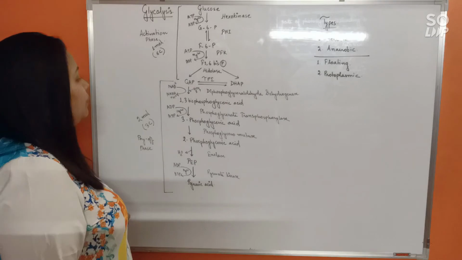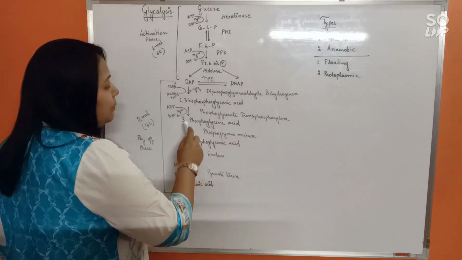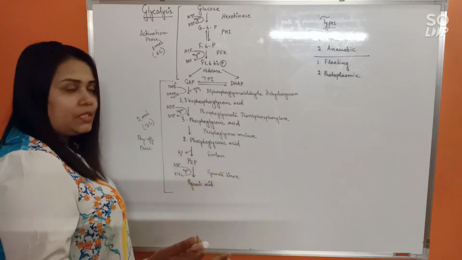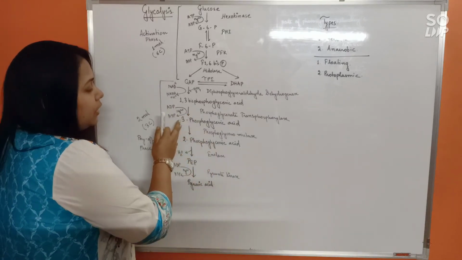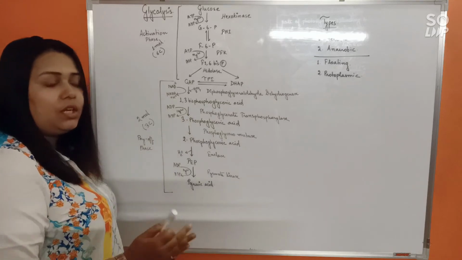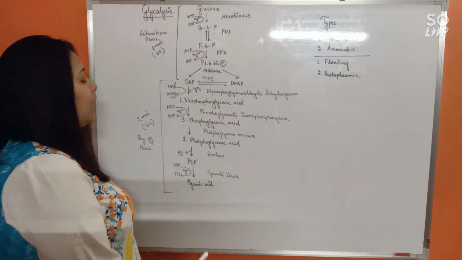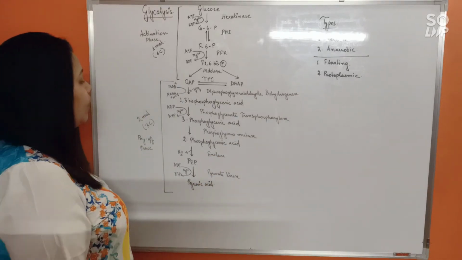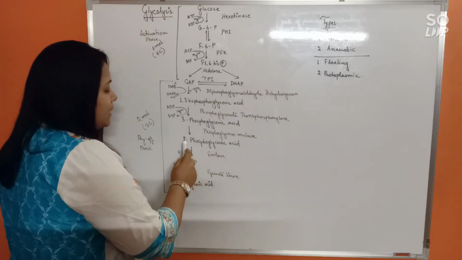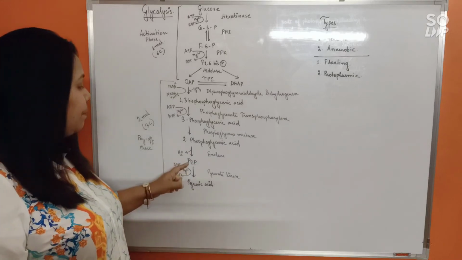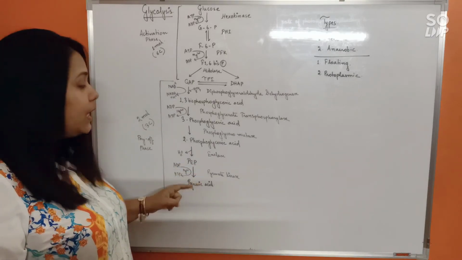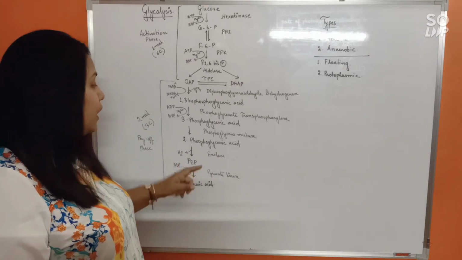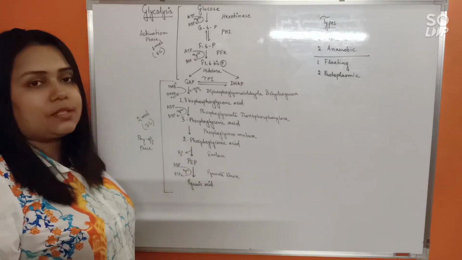Now, 3-phosphoglyceric acid will be converted to 2-phosphoglyceric acid. This is simply a rearrangement step in which the phosphate from the third position is shifting to the second position. It is catalyzed by phosphoglyceromutase. Now, 2-phosphoglyceric acid will be converted into PEP, phosphoenol pyruvate. It is a dehydration step where a water molecule will be released and the enzyme will be enolase.